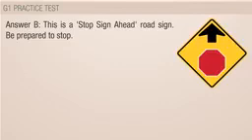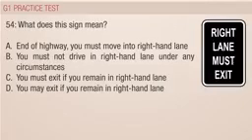Answer B. This is a stop sign ahead road sign. Be prepared to stop. Question 54. What does this sign mean? A. End of highway. You must move into right-hand lane. B. You must not drive in right-hand lane under any circumstances. C. You must exit if you remain in right-hand lane. D. You may exit if you remain in right-hand lane.